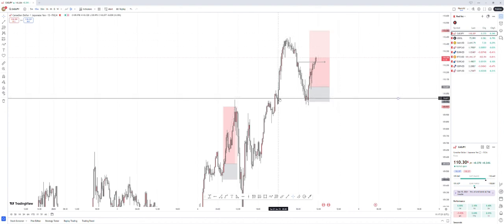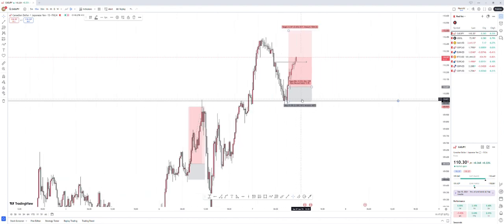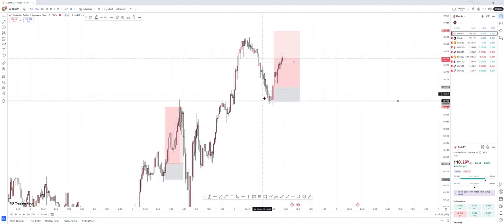For those of you who don't know how I took this CAD JPY trade, you can see the same break and retest on this zone, on this high. You can see that we missed the first entry, so immediately price came there. We were supposed to take it, but waited for a confirmation, which was this bullish engulfing candle. Then we took the buy to the upside.